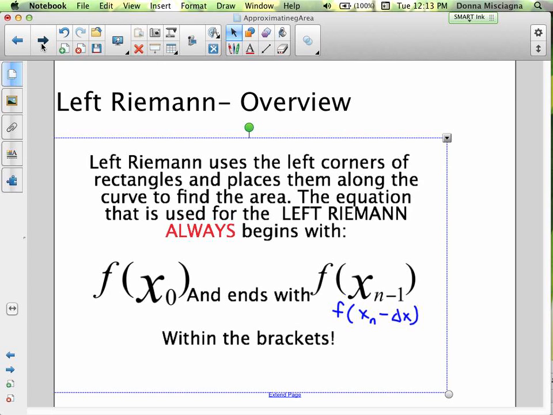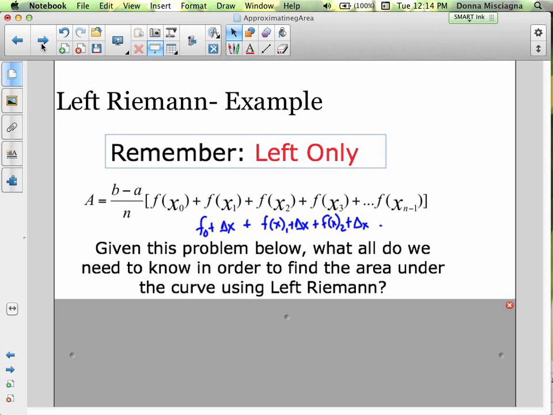So here we have a problem. And so remember, on the left-hand side, f of x naught is the first value, and then the second value would be the first value plus the change in x. The third value would be the second value plus the change in x, and so forth and so forth.